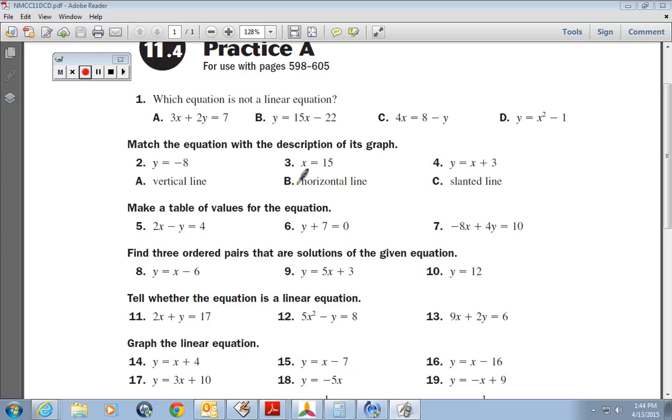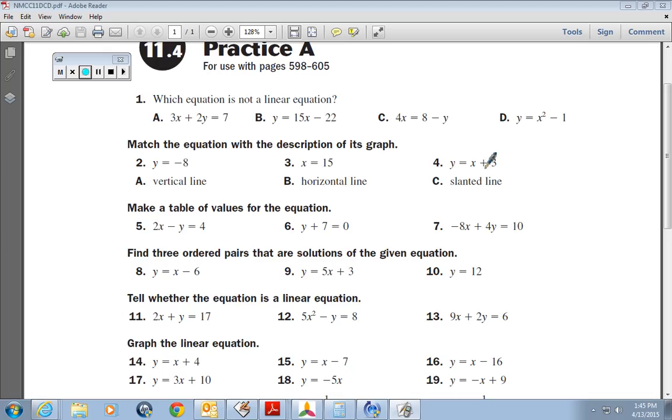Which leaves this to be C. But is that correct? When we have a y and an x, and they're only to the first power, does it make a line of some sort? And is it slanted? Yes. It's only not slanted when it has a variable with an exponent, which we're not going to see anymore, or when it's straight up and down or straight left and right because we are missing one of the variables. So therefore this one's slanted. Any questions on that one?